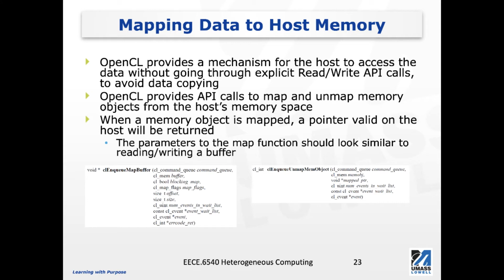We can use one other technique called mapping to make it easier to access data on the device. OpenCL provides such a mechanism for the host to access the data without going through explicit read and write API calls, and also to avoid data copying. And these APIs are called clEnqueueMapBuffer, and on the other hand, unmap memory object.